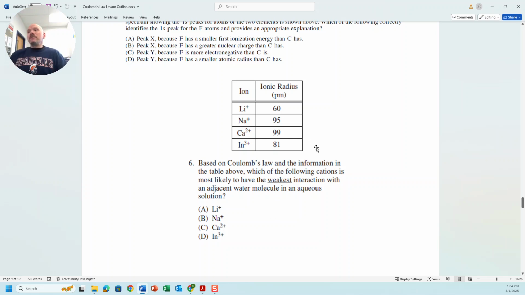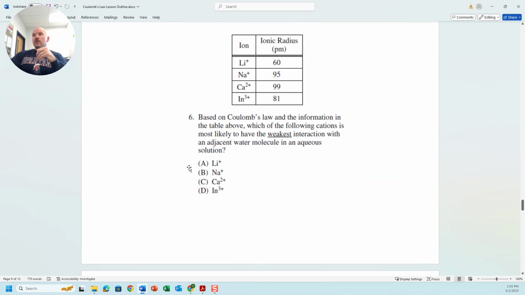The one that would have to be the strongest would be hard to tell, because there is a pretty big difference between 60 and 80, 81. Now, In has a 3+ charge here, so that's probably going to be the answer, but lithium can get really close to a water molecule, so that might be stronger. They wouldn't put you in that situation without giving you more information to figure out which one's which. But in this case, the weakest one would be sodium.